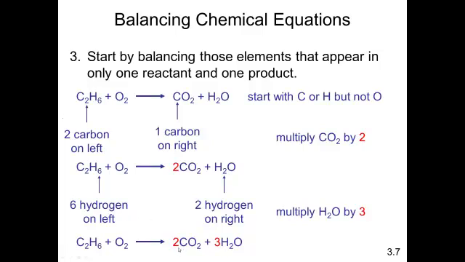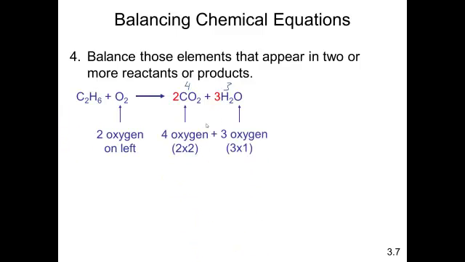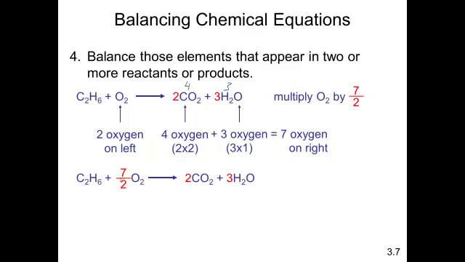And now if we look at our last thing, alright, we're just going to start a new page. Balance those elements that appear in 2 or more reactants at the end. So if we look at oxygen, we have 2 on the left, and over here we have 2 times 2, so we have 4 oxygens here. And we have 3 times 1, 3 oxygens here. Alright? So 2 on the left, 4, and 3. So in order to get 7 on this side, what are we going to have to do? We're going to multiply by 7 halves. Alright? Or you might write 3.5. Chemical equations are written with whole numbers. Alright? So in this case, 3.5 balances our equation. We have 7 oxygens on the right, and we also have 7 oxygens on the left.